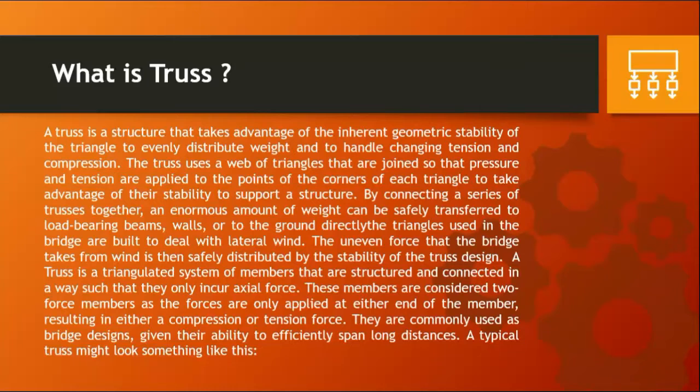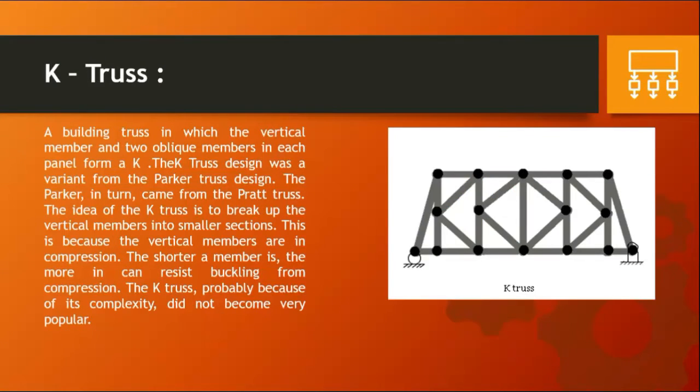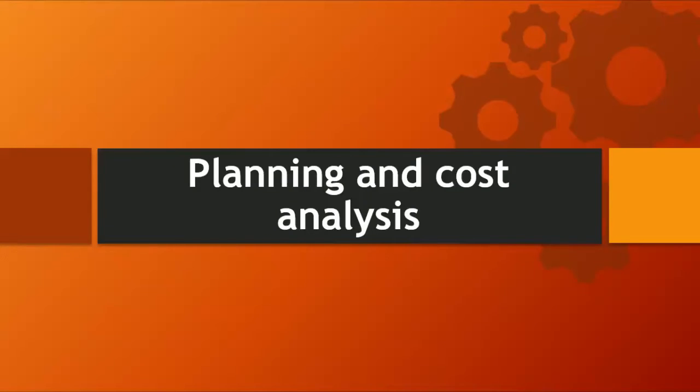In this process we are going to make use of a K truss. A K truss is a truss in the form of a K, with the orientation of a vertical member and two oblique members in each panel. An example is the Südbrücke rail bridge over the river Rhine, Mainz, Germany.